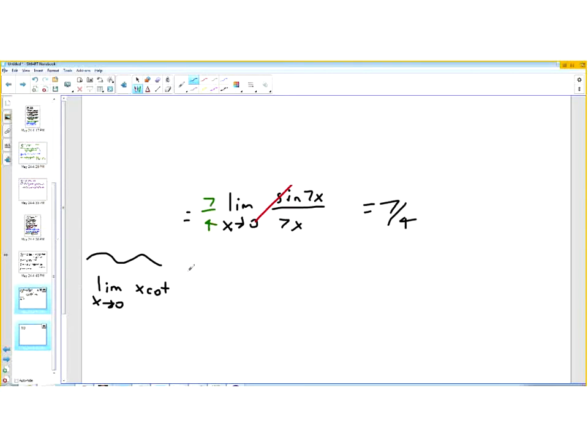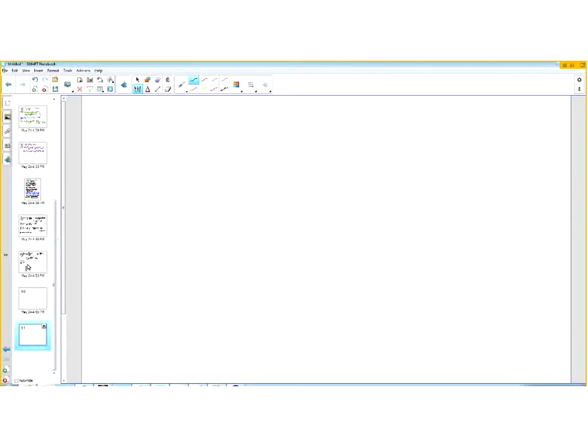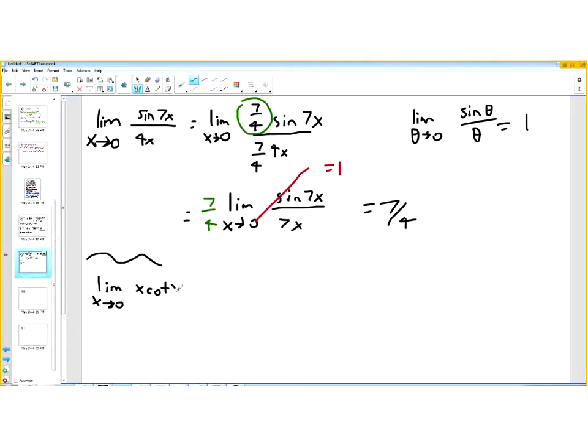Where did my page go? Oops, I must have hit the space bar. Sorry.